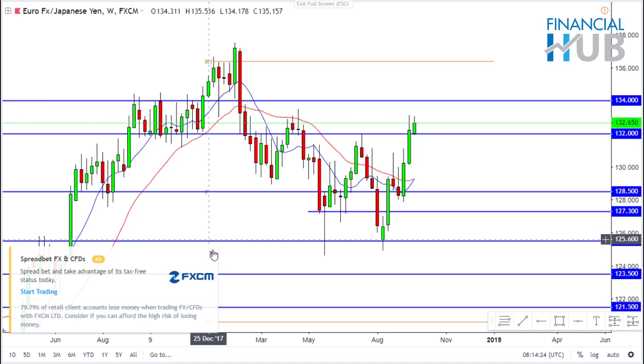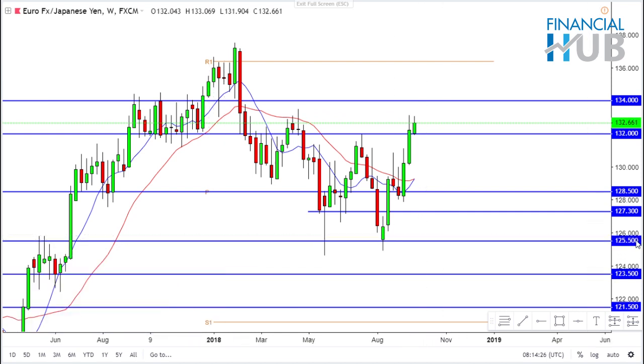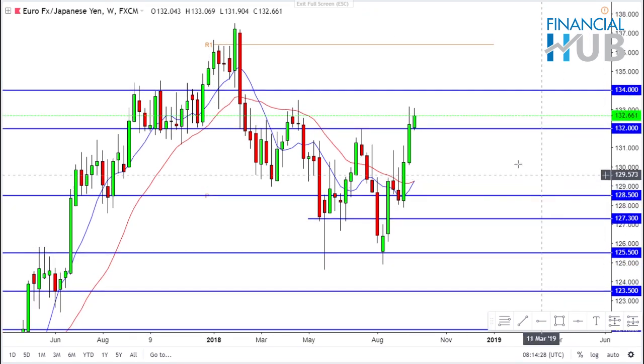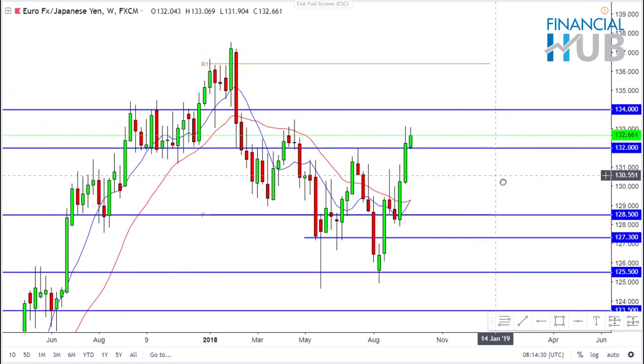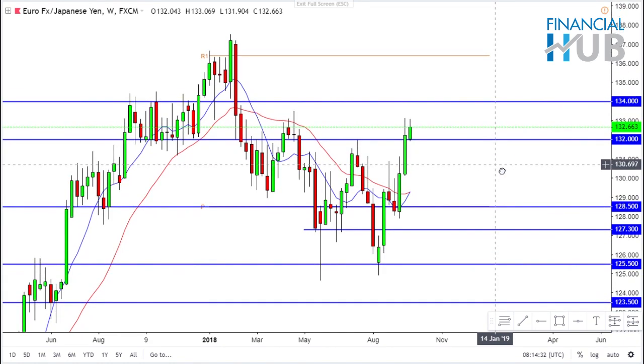So this is the Euro Yen weekly chart. I always have my levels marked, and I know my levels in my mind. I know when the markets get to this level what I'm expecting, which are the major levels and which are the minor levels. So this is my Euro Yen chart.